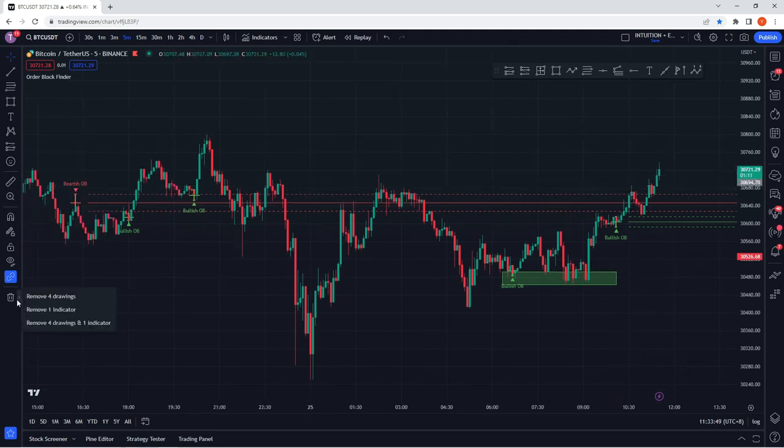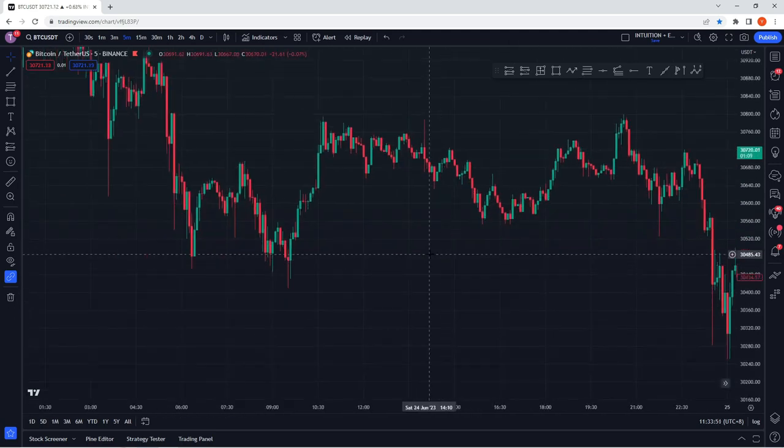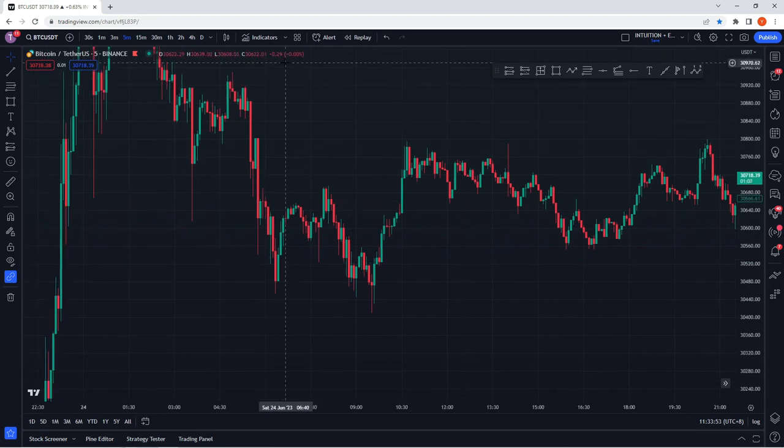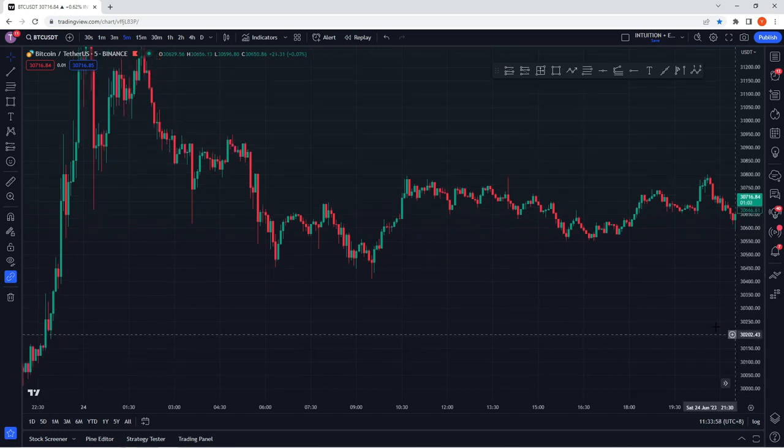So I pretty like this indicator. I find it quite accurate itself, and you guys can try to play with the indicator. Just remember that when you have a bullish order block, you want to buy. When you have the bearish order block, you want to sell.